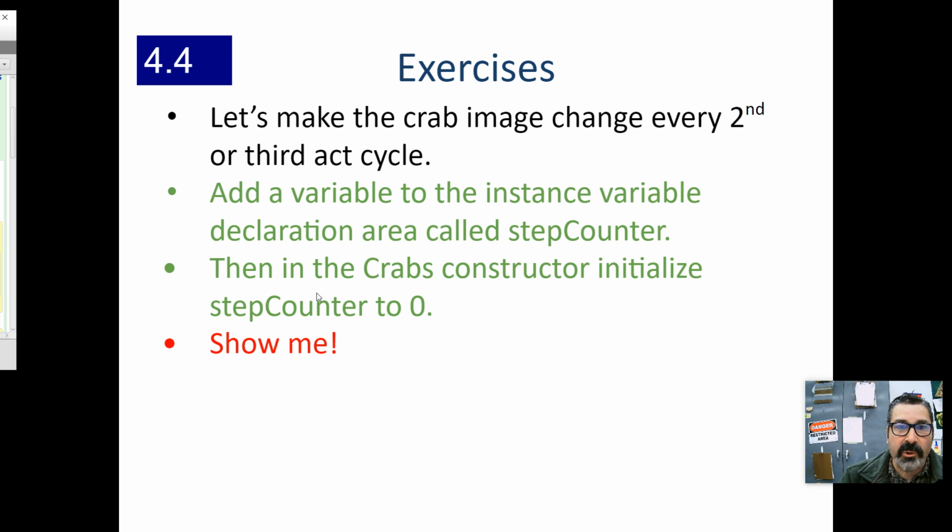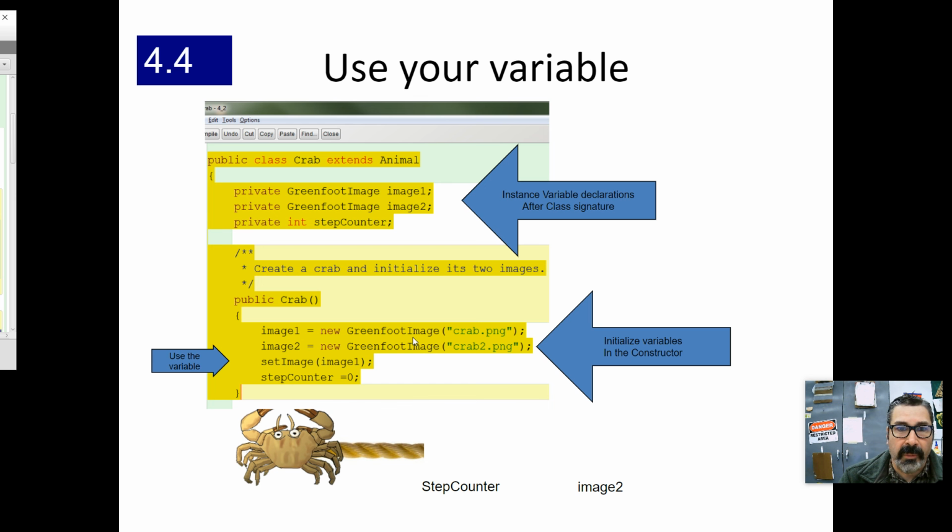Then in the crab's constructor, initialize the step counter to 0. Image 1 equals this, image 2 equals this. So then right here, you're going to say step counter equals what? See if you can do it. Show me when you get it. I showed you: here's the instance variable declaration area, private int step counter. Here's how you initialize it: step counter equals 0, semicolon.